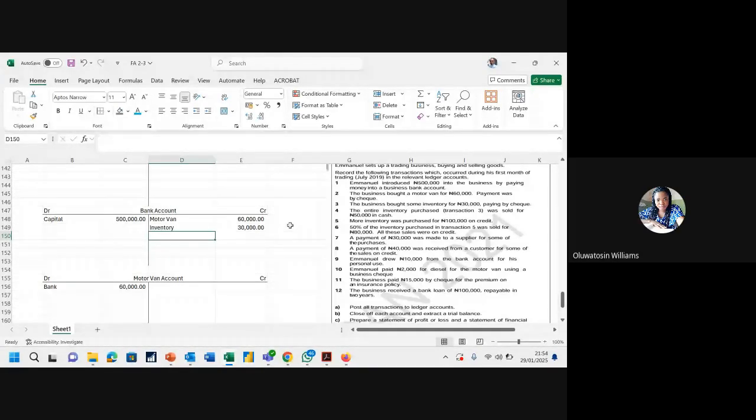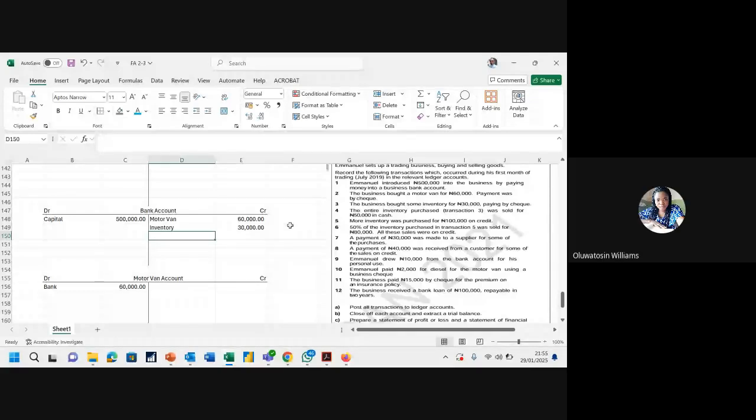Inventory is already open. Oh, I see. Okay, so we are opening inventory. And which other account? Sales. Okay, inventory and sales. So what's going to happen to inventory and sales?